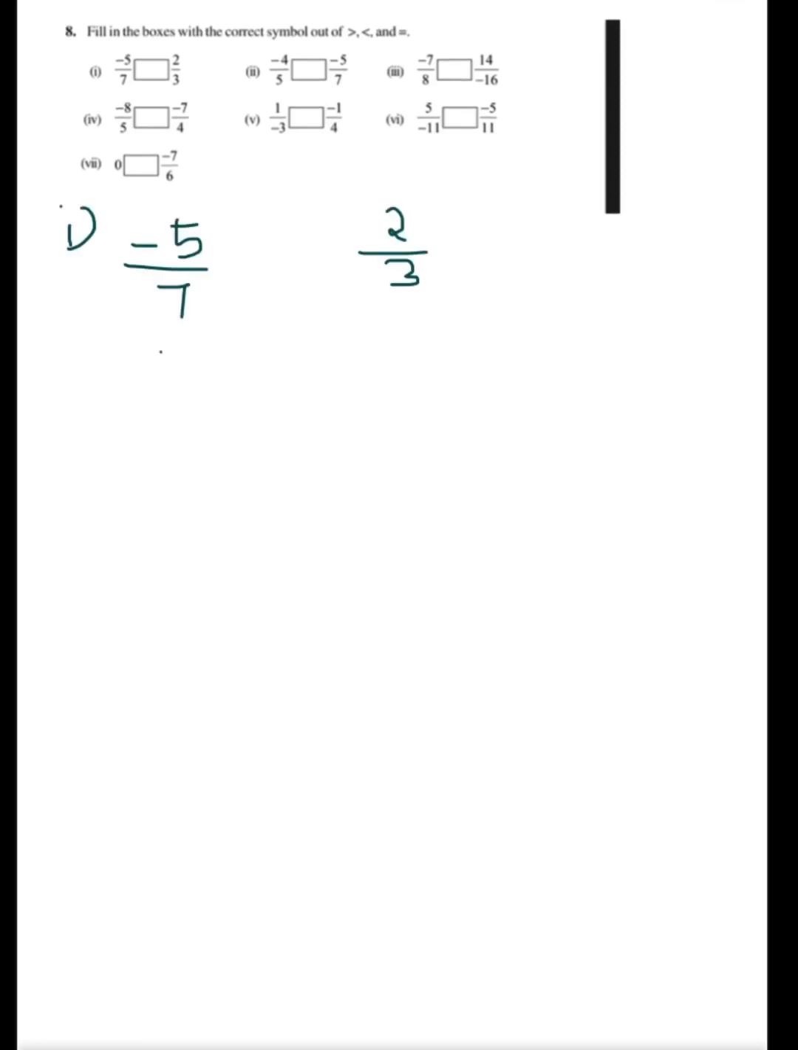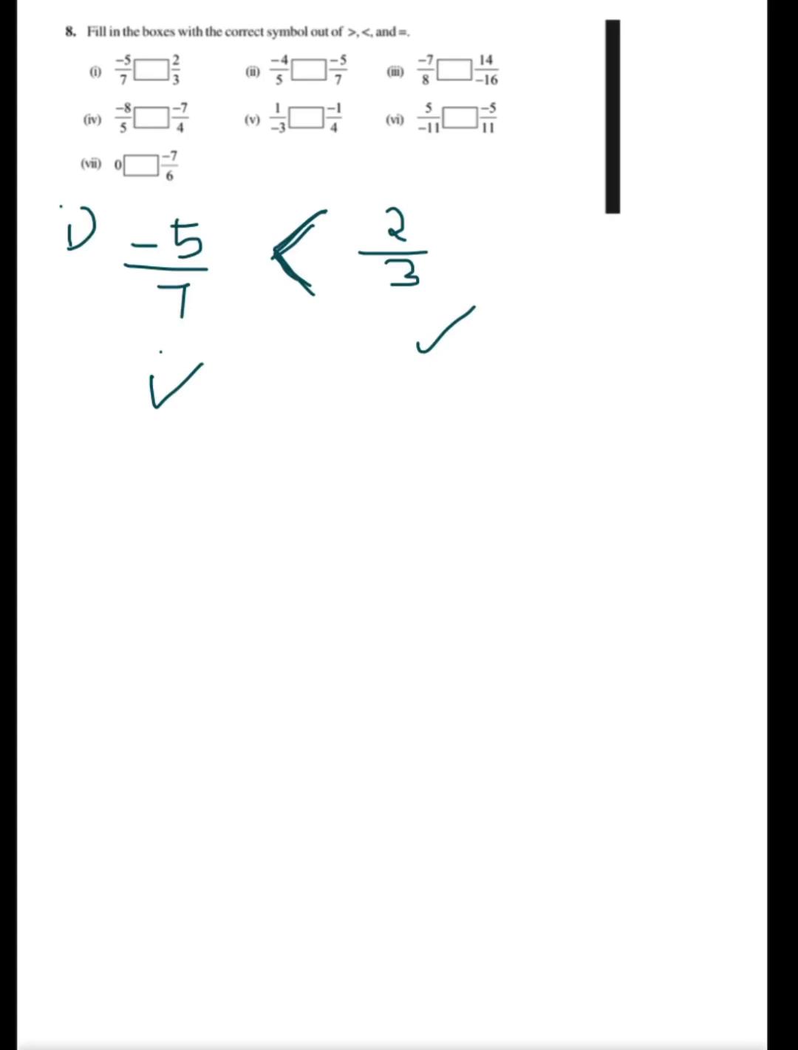Now let's see our eighth question, which is fill in the boxes with the correct symbol out of greater, less or equal. Okay, so our first question is, so you can see that the first one is a negative rational number and the second one is a positive rational number. So you can definitely say that 2 by 3 will be greater, or you can put the less than sign here. That is, minus 5 by 7 less than 2 by 3. Why? Because 2 by 3 is a positive rational number and minus 5 by 7 is a negative rational number. So positive will always be greater.